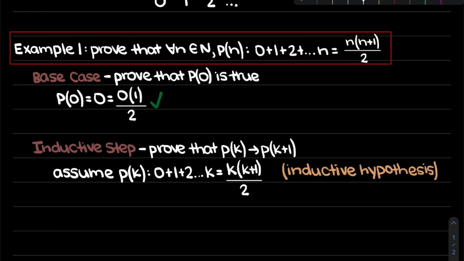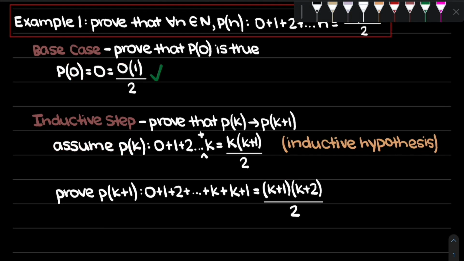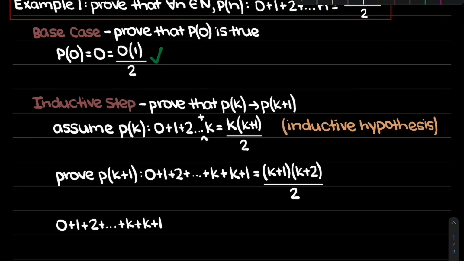Based on this assumption, we are trying to prove P(k+1), which is that the sum of the natural numbers from 0 to k+1 is (k+1) times (k+2) over 2. In order to show that this equation is true, we're going to start with the left-hand side and try to show that this is equal to (k+1) times (k+2) over 2.